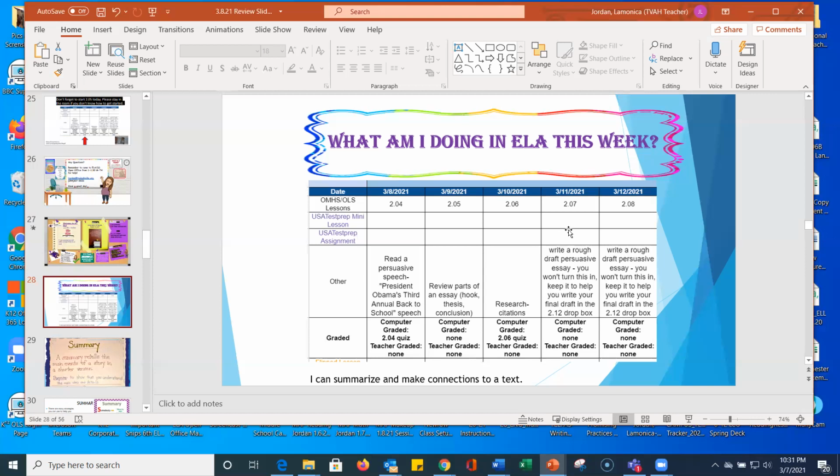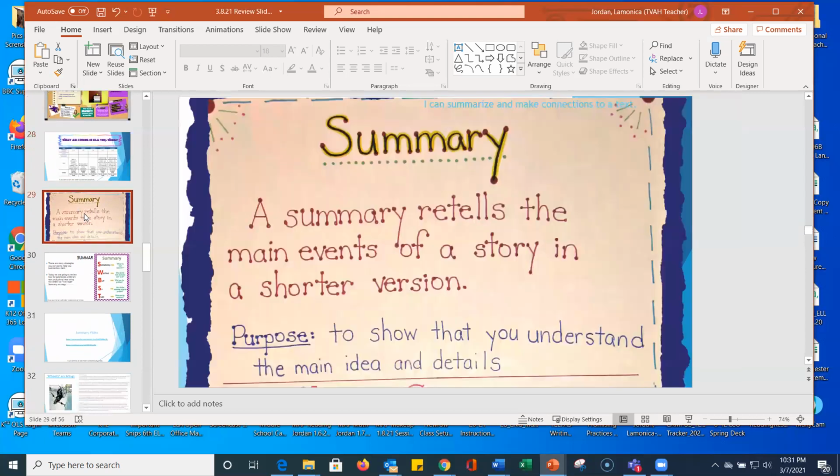2.07 will be on Thursday, and it's going to start helping you write your rough draft. You do not have to turn it into me, just like the personal narrative one. But if you would like for me to look over it and give you feedback, please email it to me and come see me during Help Lab. And that's what you're going to be working on Thursday, and Friday you're going to be working on 2.07 and then 2.08 on Friday. All right, let's get into our lesson.